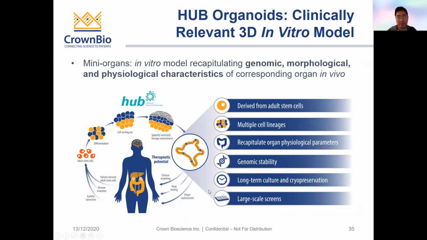So for the last couple of minutes, I'm going to quickly touch on organoids. This is a very hot topic. Organoids are mini organs, which can be maintained in vitro and recapitulate the genomic, morphological, and physiological features of the tumor. They are derived from adult stem cells, and they have multiple cell lineages. They're also genomically very stable. So they're very easy to use compared with PDX. PDX is very good, but it takes a long time and the cost is very high.